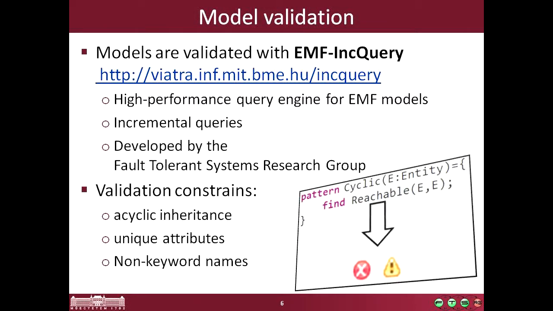The instance model needs to satisfy some constraints. To define and check those constraints, we used the EMF-IncQuery technology developed by the teachers of the courses. This high-performance incremental graph matching engine finds the negative constraint patterns of the instance model and emits it as a warning or error. We defined constraints like the acyclicity of the inheritance tree, the uniqueness of attributes, or simply the format of the name of the object.